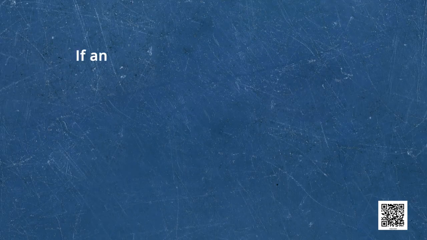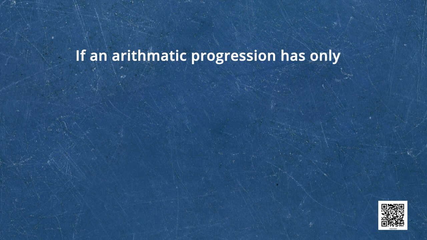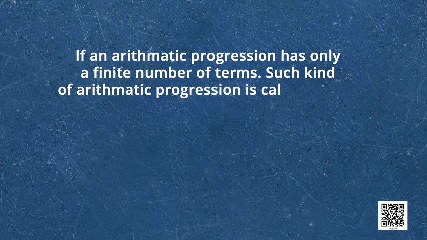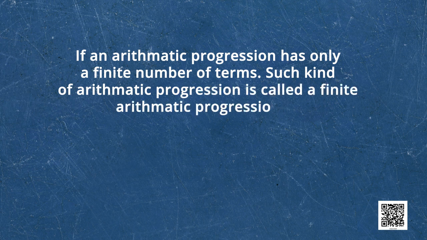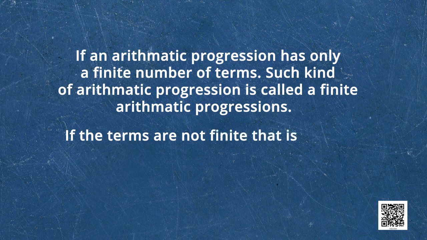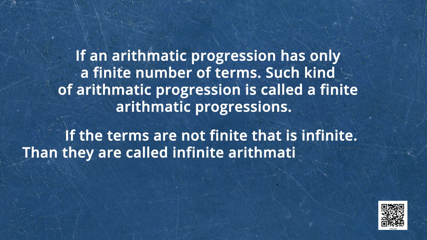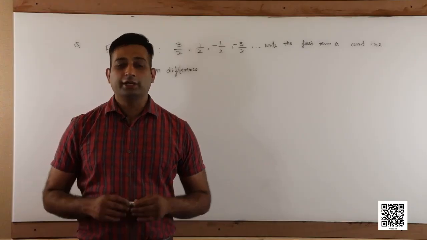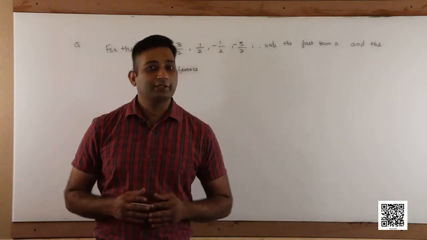Note that if an arithmetic progression has only a finite number of terms, such an arithmetic progression is called a finite arithmetic progression. If the terms are not finite, that is infinite, then they are called infinite arithmetic progressions. Such arithmetic progressions do not have a last term. Dear students, we can also denote the arithmetic progression by AP.